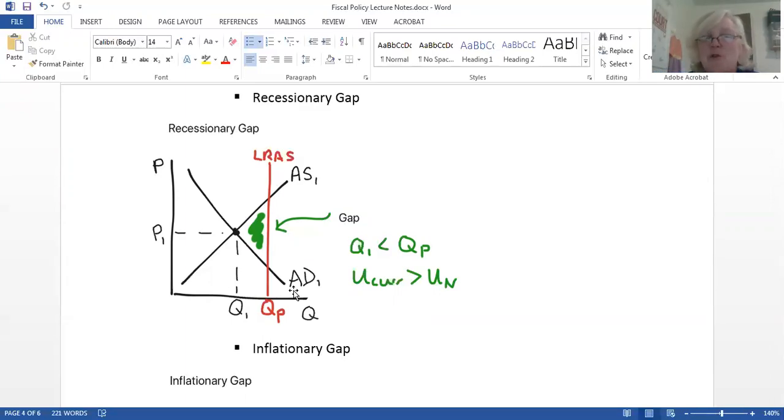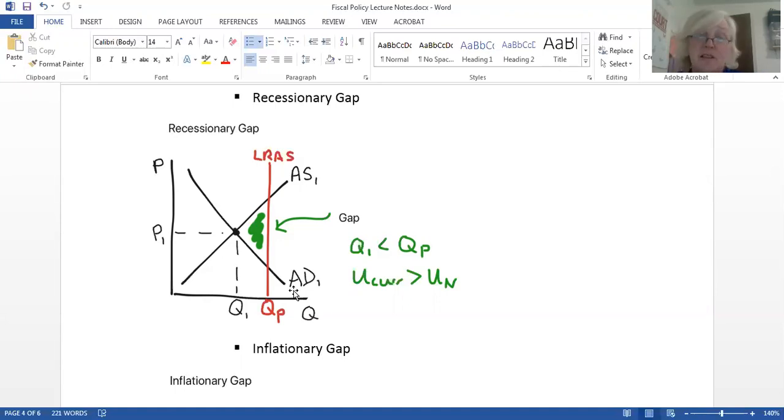Visually, I like showing the triangle. Okay, it reminds you this is what a recessionary gap looks like. My short run, the intersection, the black dot, has not gotten to the red line. Okay, gotten to the LRAS yet. Characteristics of a recessionary gap are that my current level of GDP, Q1, is less than my potential. I haven't gotten to my frontier yet.